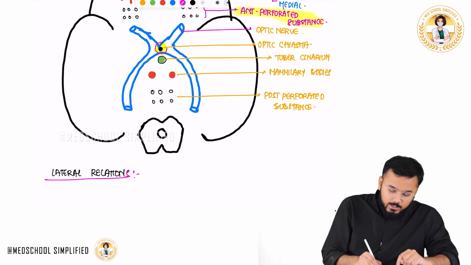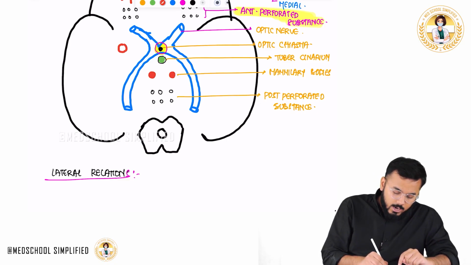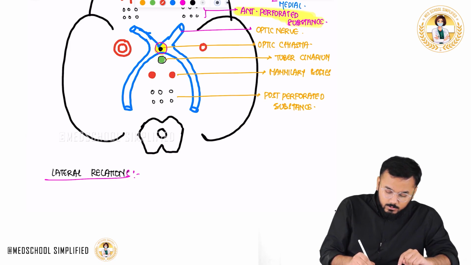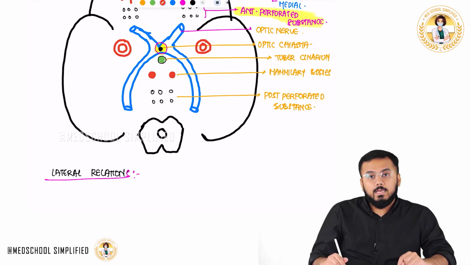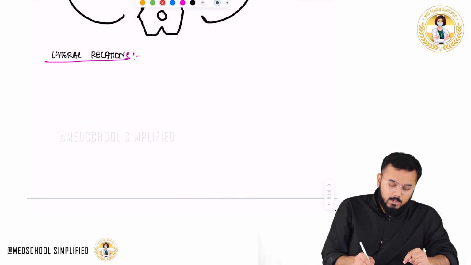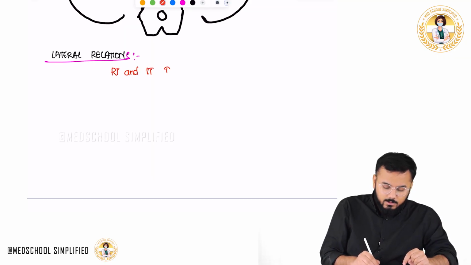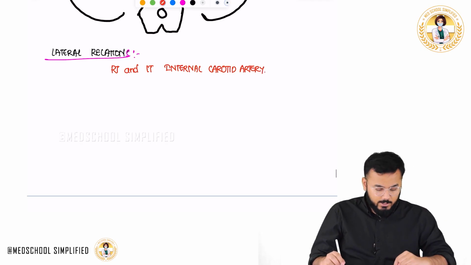If this particular part is your optic chiasm, on either side of the optic chiasm, you have got an artery like this. This artery is nothing but called as internal carotid artery. One internal carotid artery is on the right, another internal carotid artery is on the left. So the lateral relations are the right and the left internal carotid artery.